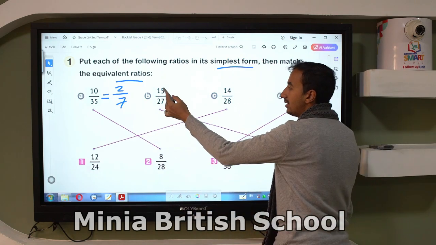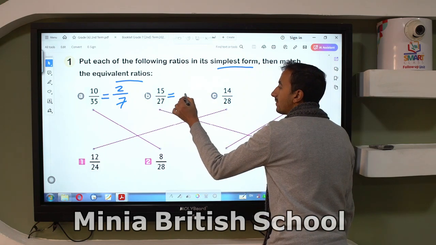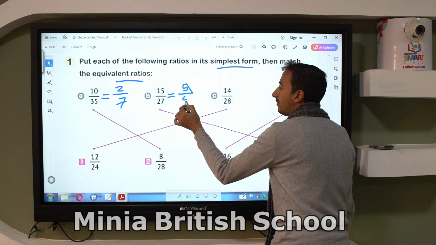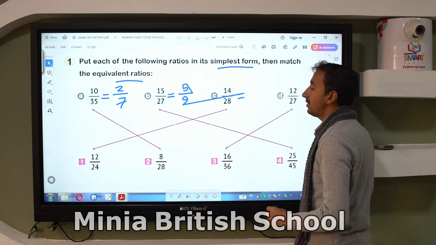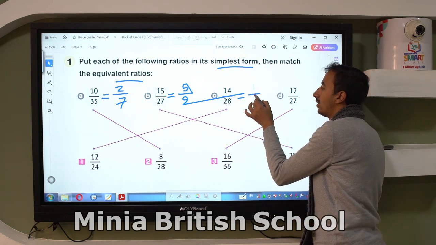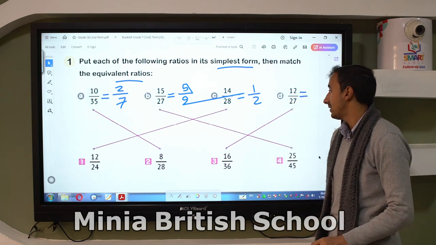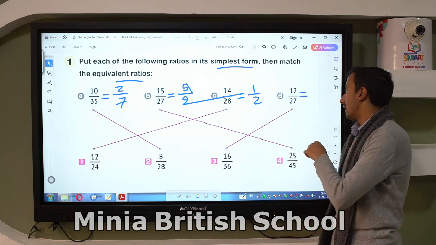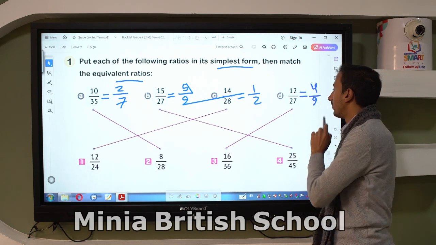Okay. Another ratio, 15 over 27, divisible by 3, gives 5 over 9. Here, 14 over 28 is divisible by 14, giving 1 over 2. Here, 12 over 27 can be divided by 3, giving 4 over 9.